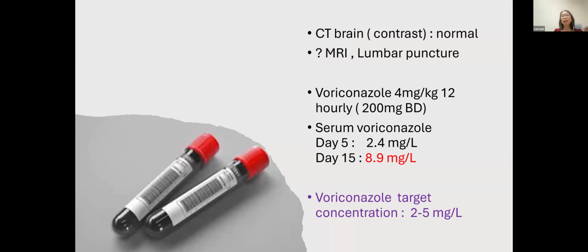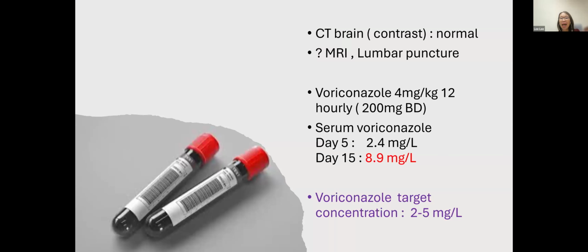Of course, the CT brain shows that there was no abnormality. So the dilemma here is, are we going to proceed with the MRI brain to make sure that there are no other pathologies in the brain, or are we going to consider lumbar puncture, knowing that this patient has a very severe thrombocytopenia? So he was started on voriconazole based on the body weight. That is quite a standard dosing, 200 mg per day.